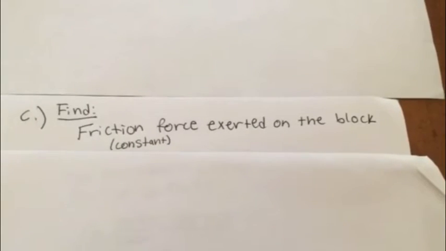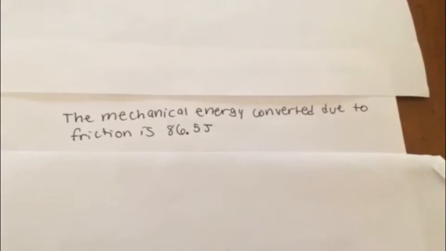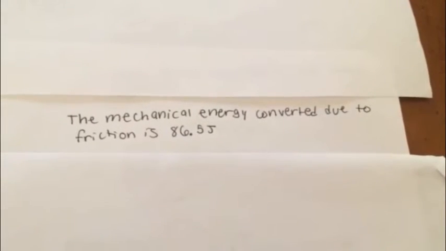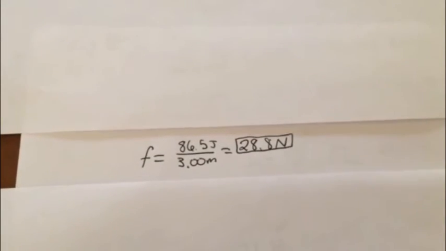For part C, we're trying to find the friction force exerted on the block, which is a constant. We know that the mechanical energy converted due to friction is 86.5 joules. Now you can take 86.5 joules and divide it by 3.00 meters to get an answer of 28.8 newtons.